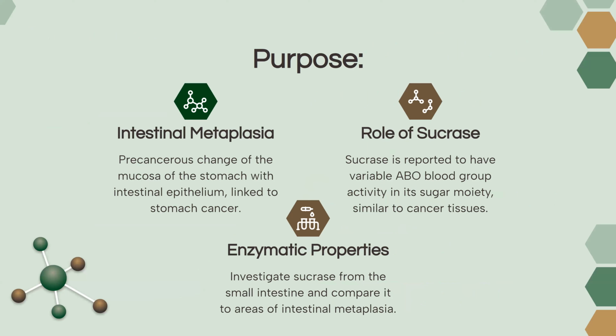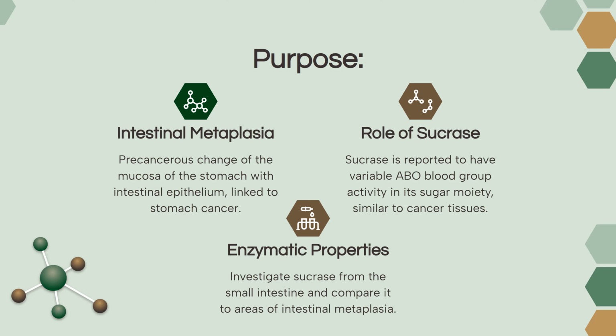So what was the purpose of this study? Intestinal metaplasia is a condition involving the precancerous change of the mucosa of the stomach with intestinal epithelium and is linked to stomach cancer. Sucrase, an enzyme involved in digestion, is actually found to have variable ABO blood group activity, and its sugar moiety is similar to cancer tissues.